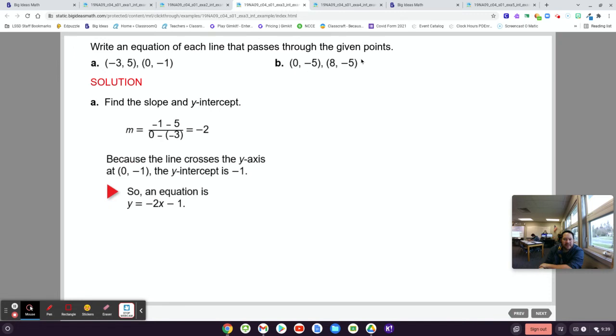Okay, for the second one, what is the y-intercept for these points for B? Yeah, the y-intercept is -5. It tells you it's at 0, -5. And then calculate the slope.